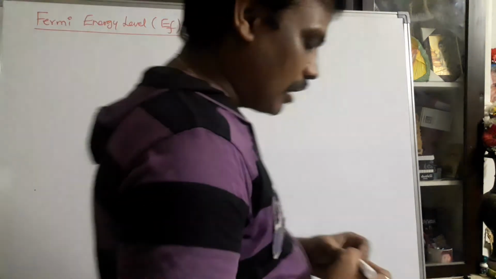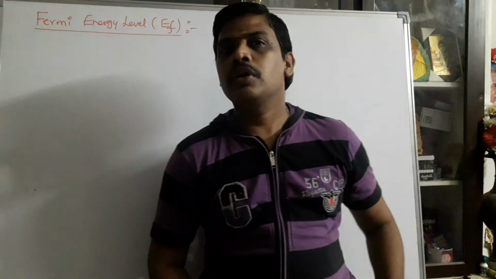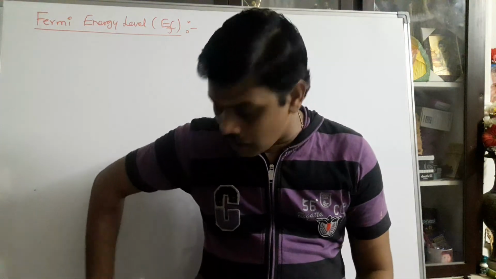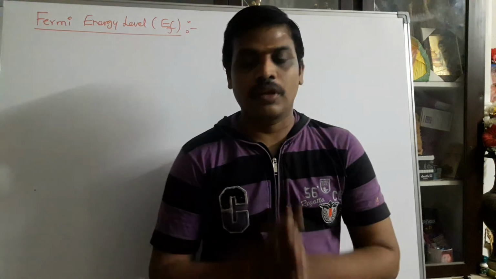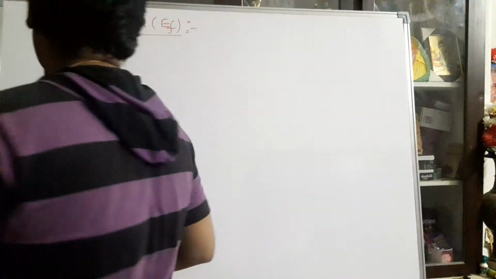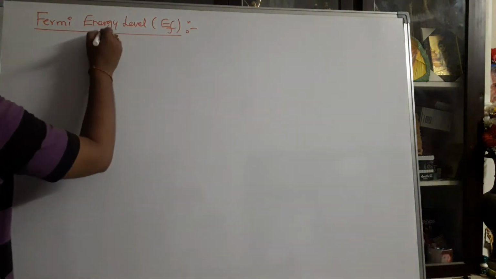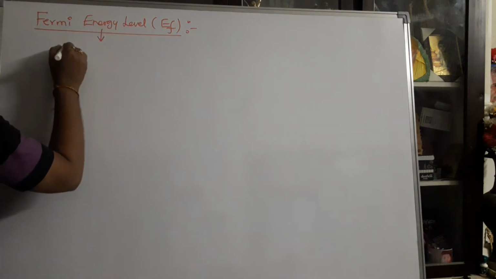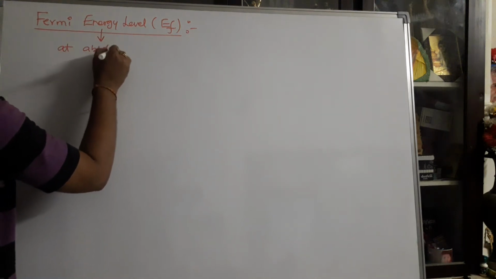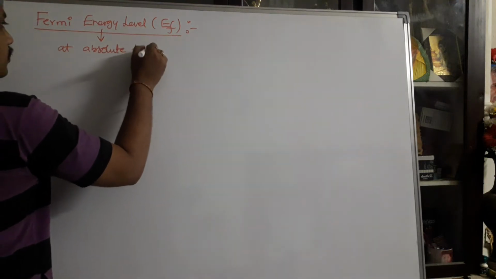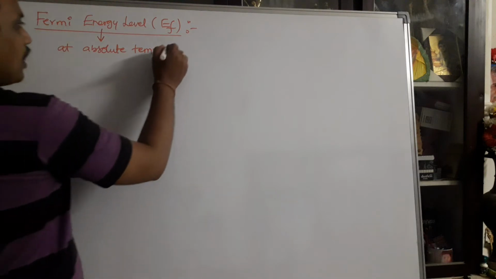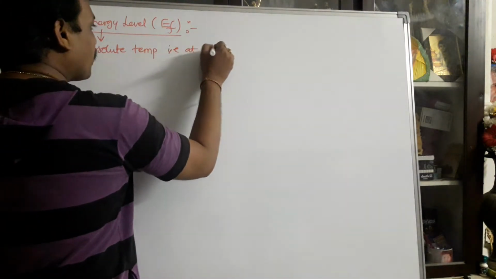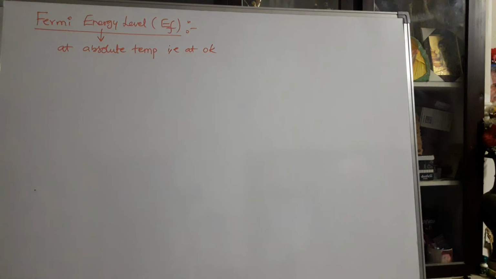So what is Fermi energy level? From the lowest standard point of view, otherwise up to the last class, I have discussed what the Fermi energy level is. The basic definition: the Fermi energy level must and should be explained at absolute temperature, no doubt. That is, particularly at 0 Kelvin you can explain it.